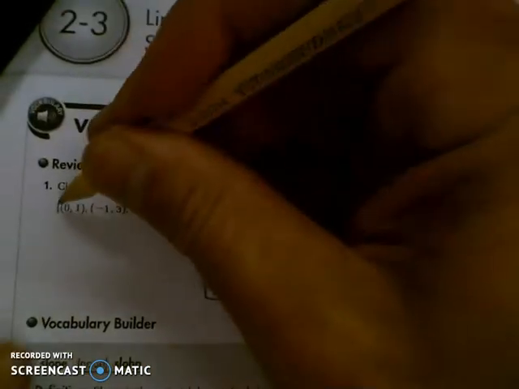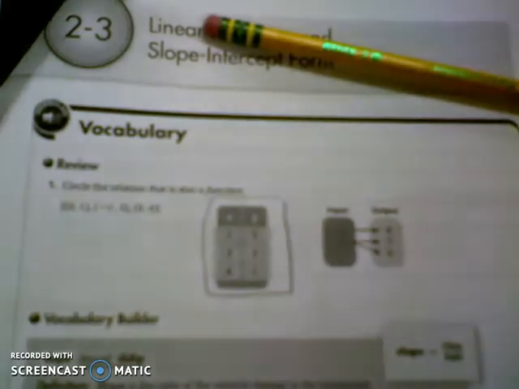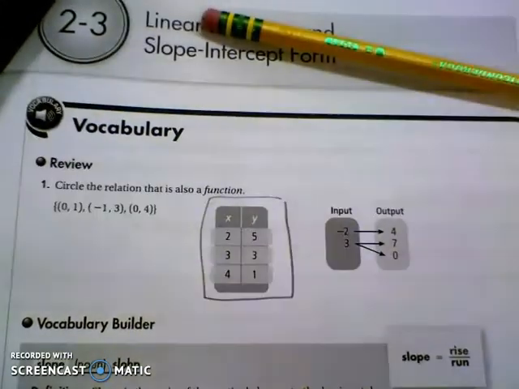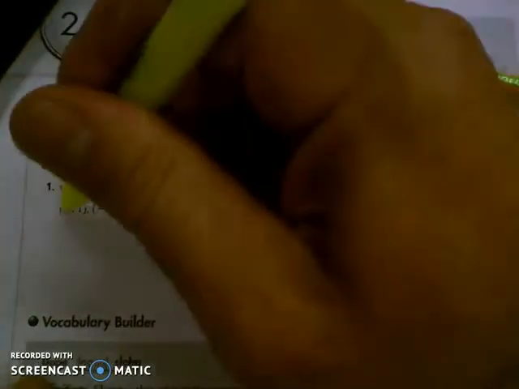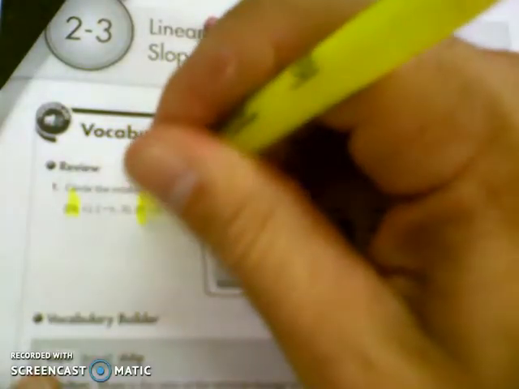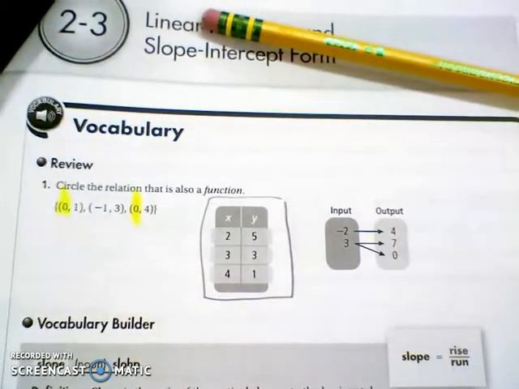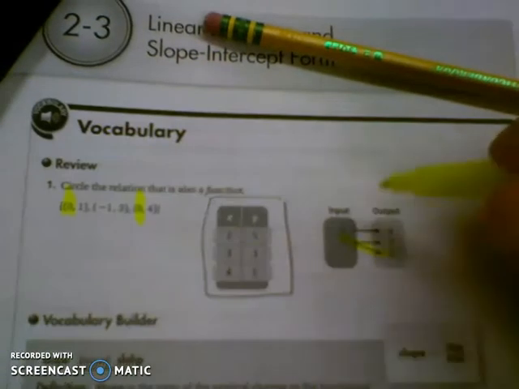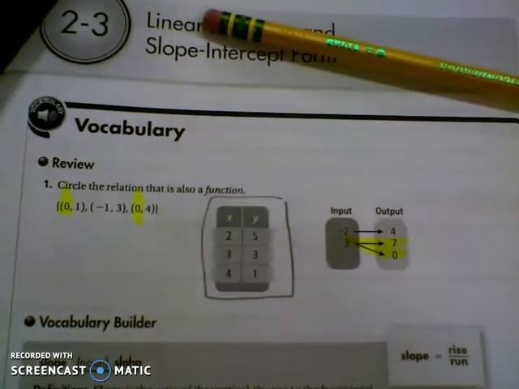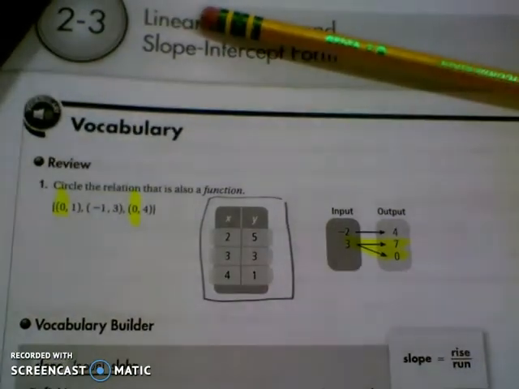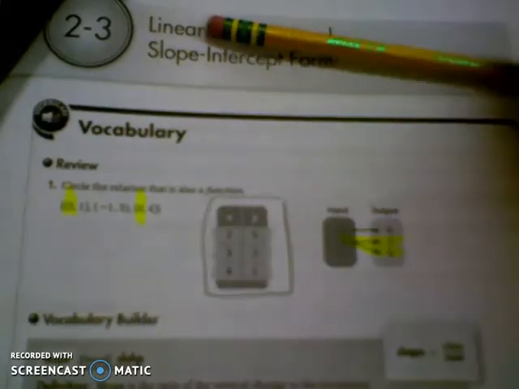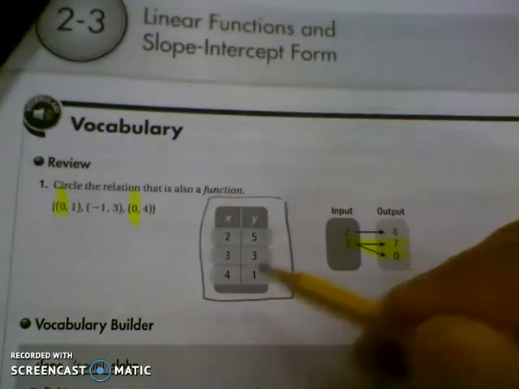The biggest thing is here you have, and let's highlight this so you can see it better, here's a yellow one, you have repetition. That cannot happen. And also here, repetition. That cannot happen. The x cannot repeat itself. So the only one that is a function is this one right here.